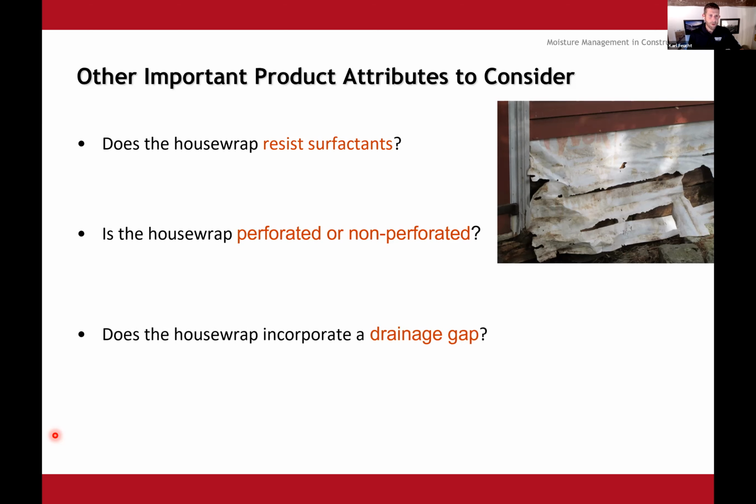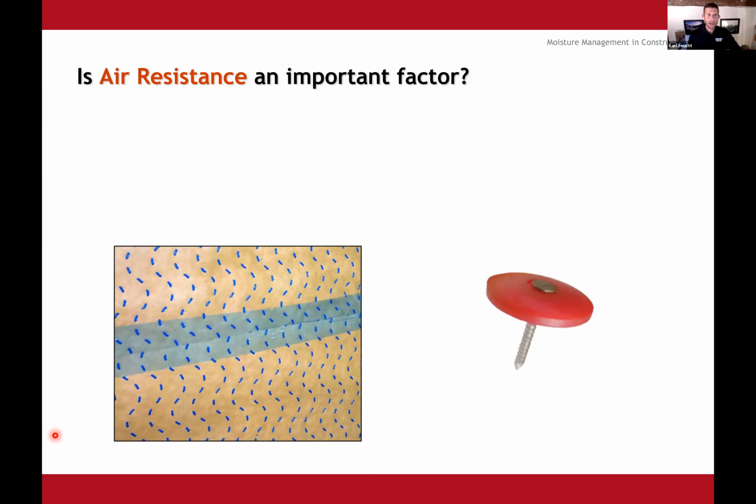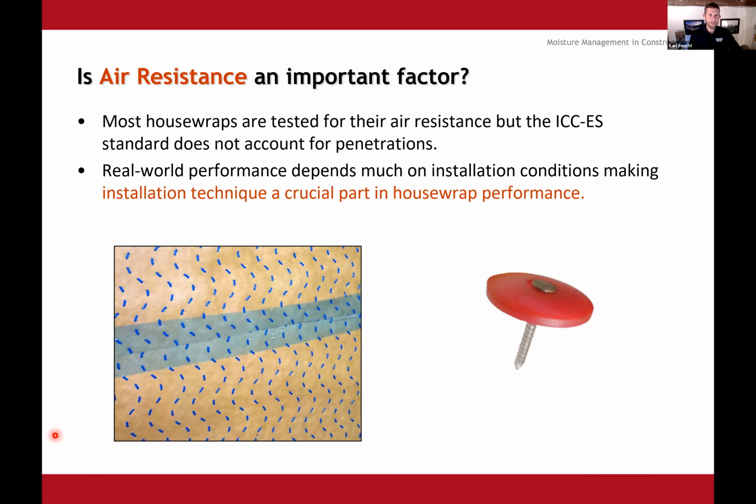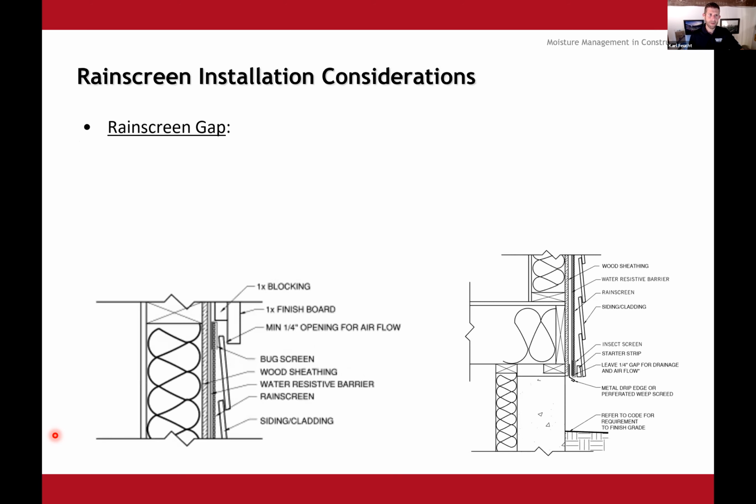And do we want to incorporate a drainage gap? Now, I'm a little biased, but I'm going to say yes, we do want to incorporate a drainage gap in most instances. Is air resistance an important factor? There's more and more interest in the industry right now in creating an air barrier and having a product that self-seals around fasteners, especially to help us with energy efficiency and blower door tests and things like that.